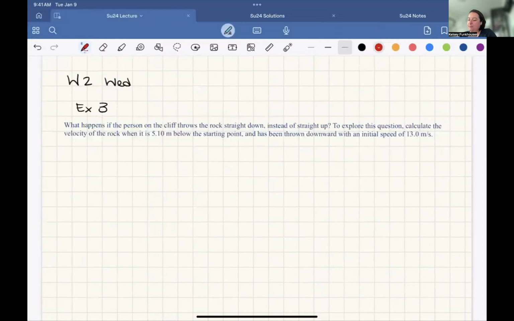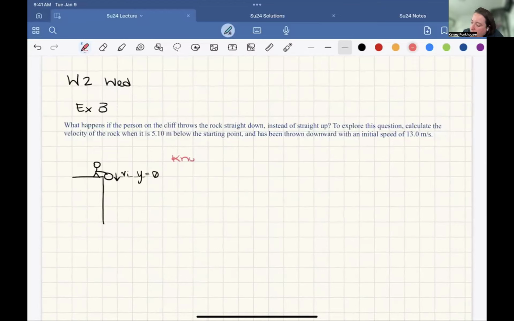Okay, so now last example is pretty much the rock situation, but what if they throw it straight down instead of straight up? So we want to find the velocity of the rock when it's at 5.1 meters below the starting point. And it has been thrown down with an initial speed of 13 meters per second. So we will draw this. Here's our person throwing the rock down with its initial speed. And we will still say this is where y equals 0.